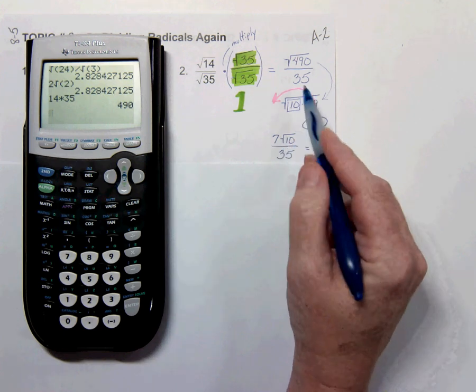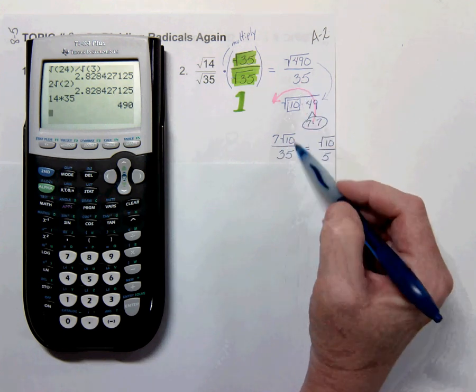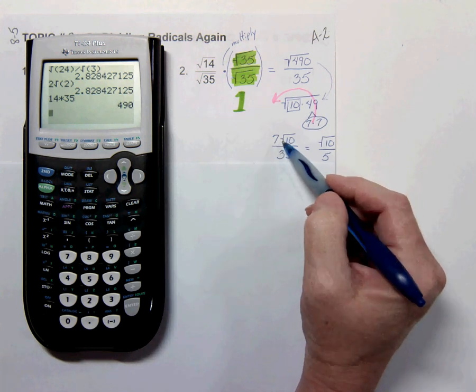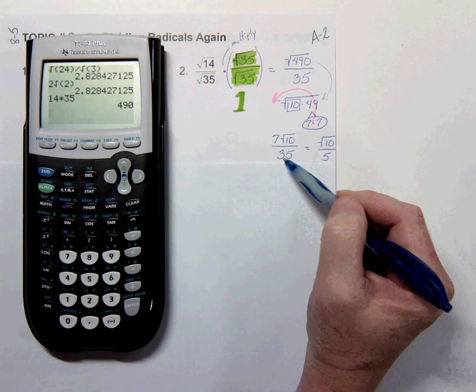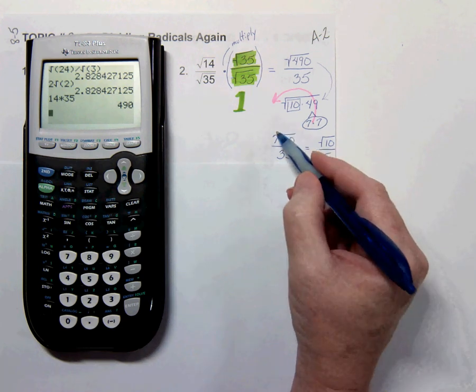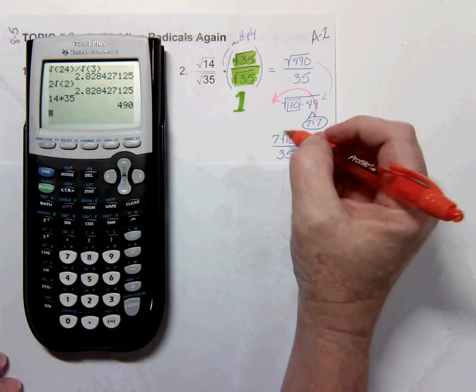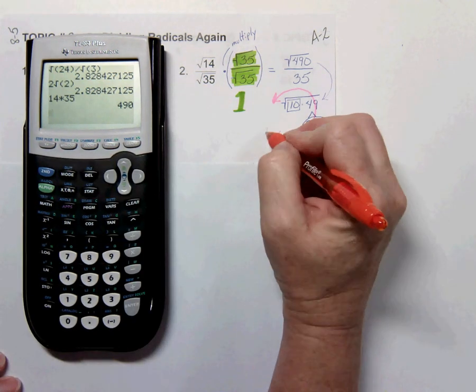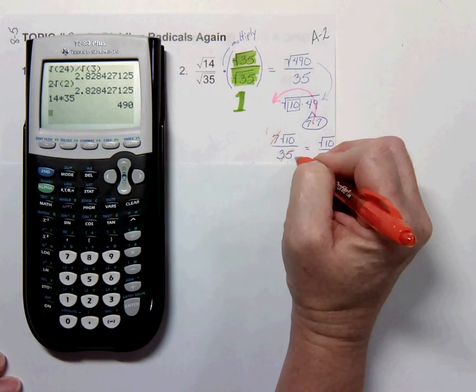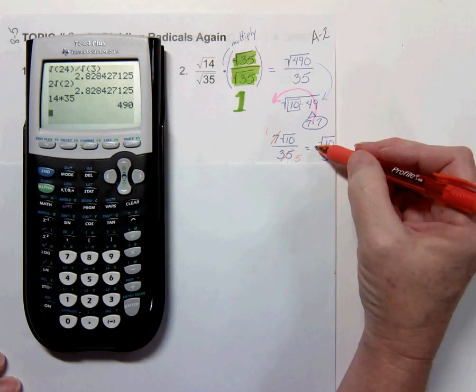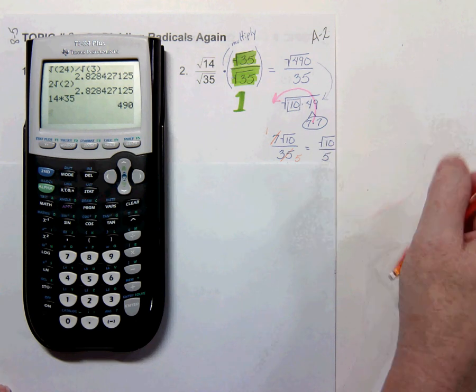But don't forget that what was in the numerator I need to carry down and keep in the numerator. So 7 square roots of 10 over 35, well, this reduces. 1 times 7 is 7, and 5 times 7 is 35. I don't normally put a 1 here, so square root of 10 divided by 5.